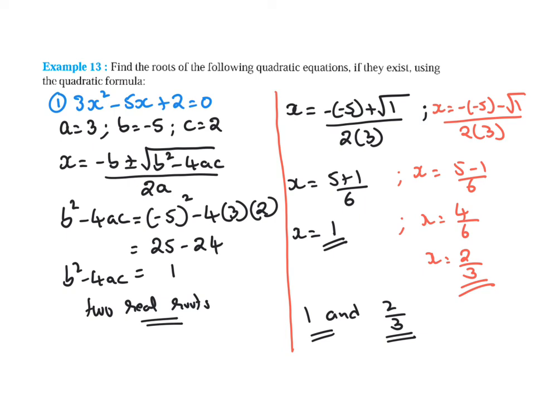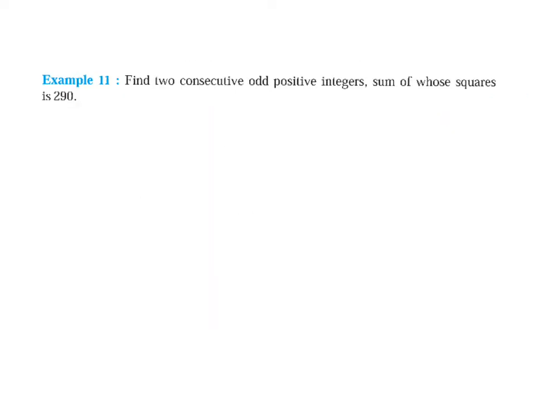Great going. Let's try a few more word problems now. Let's try this. Find two consecutive odd positive integers, sum of whose squares is 290. Let the smaller of the two consecutive odd integers be x. So the next consecutive odd integer is going to be x plus 2.